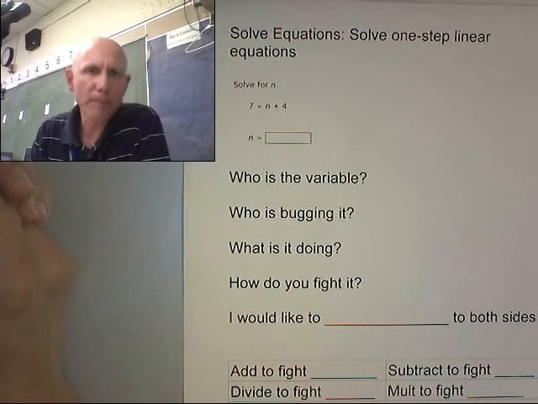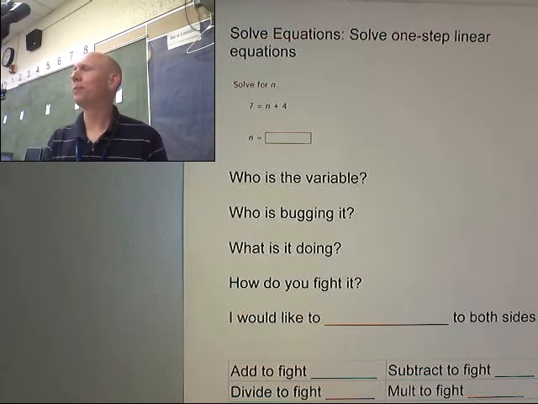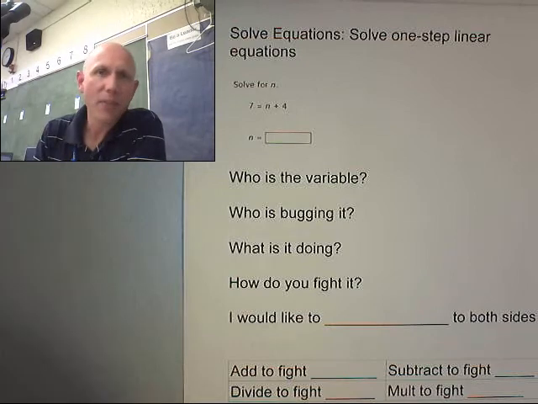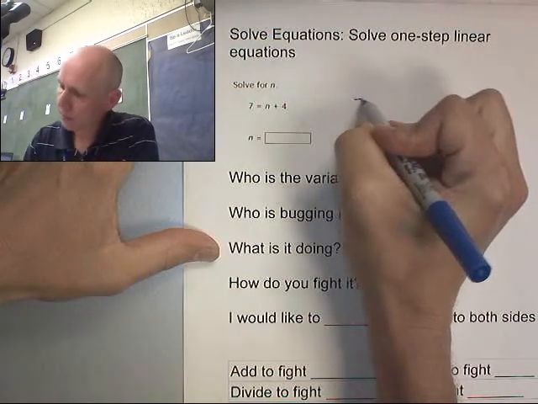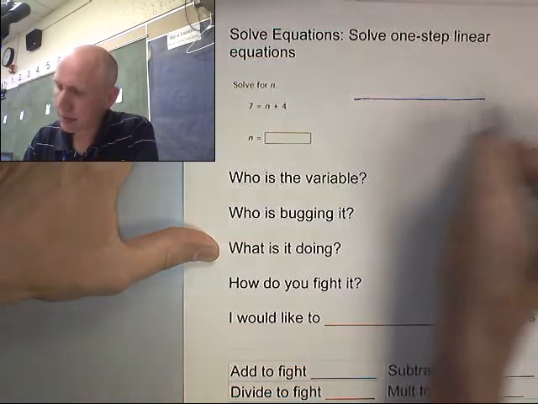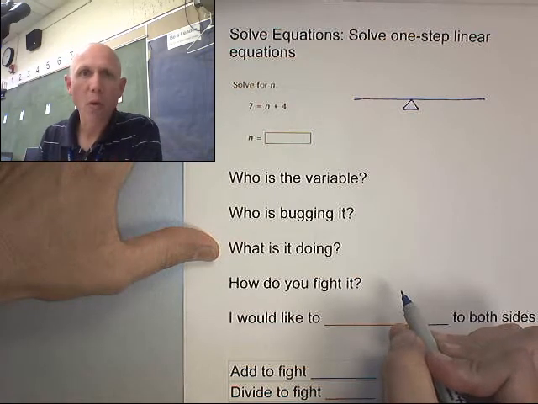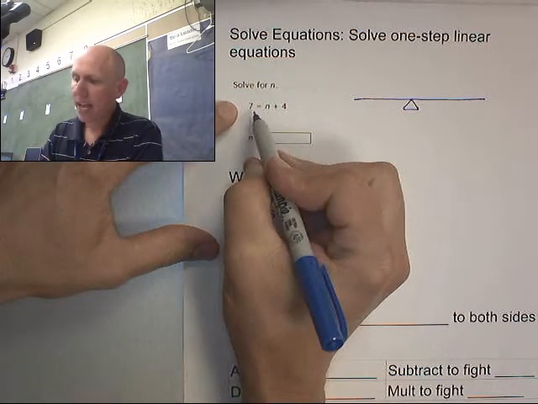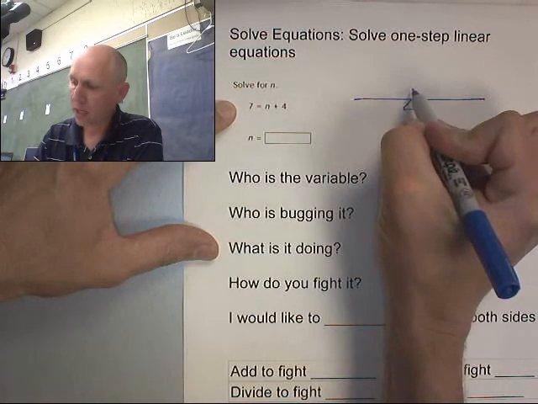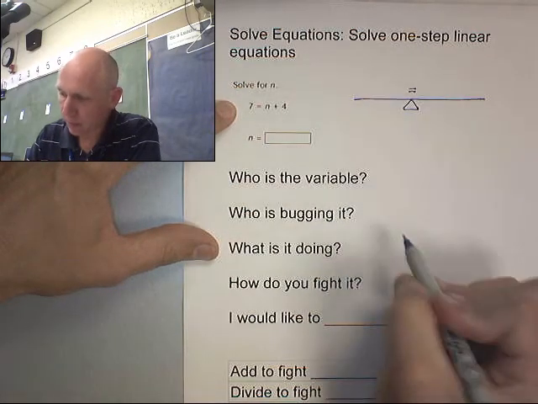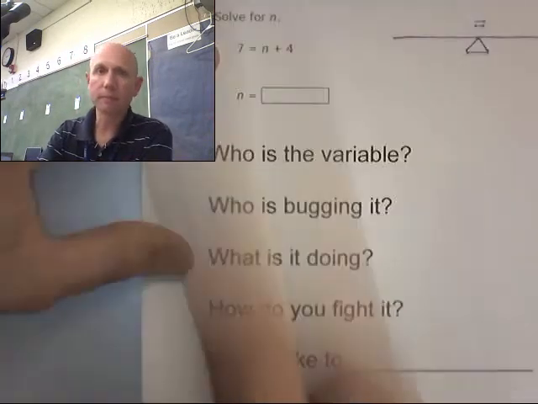All right, this is Mr. Barr, and we're going to talk about equations because this is algebra. When you think of equations, one way to think of it is as a scale or a balance beam. I can look at this equation right here, 7 equals n plus 4. The equal sign would be right in the middle of that balance beam.